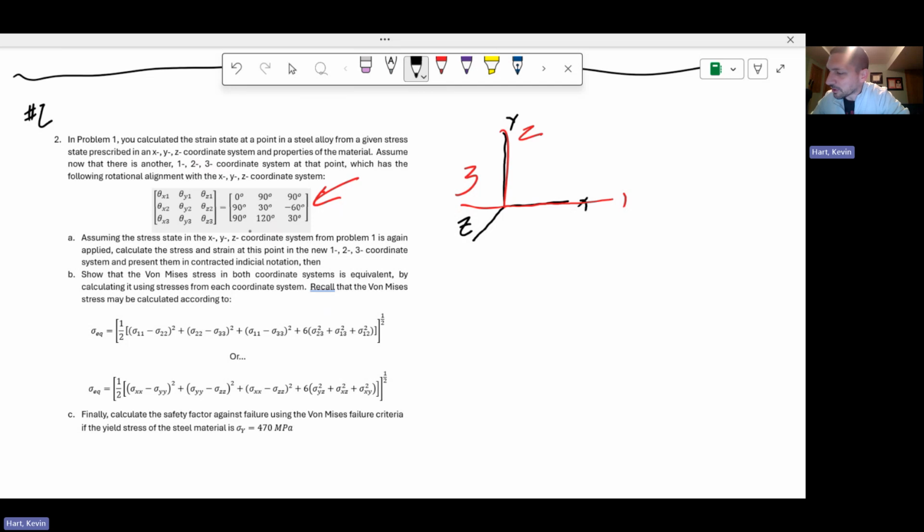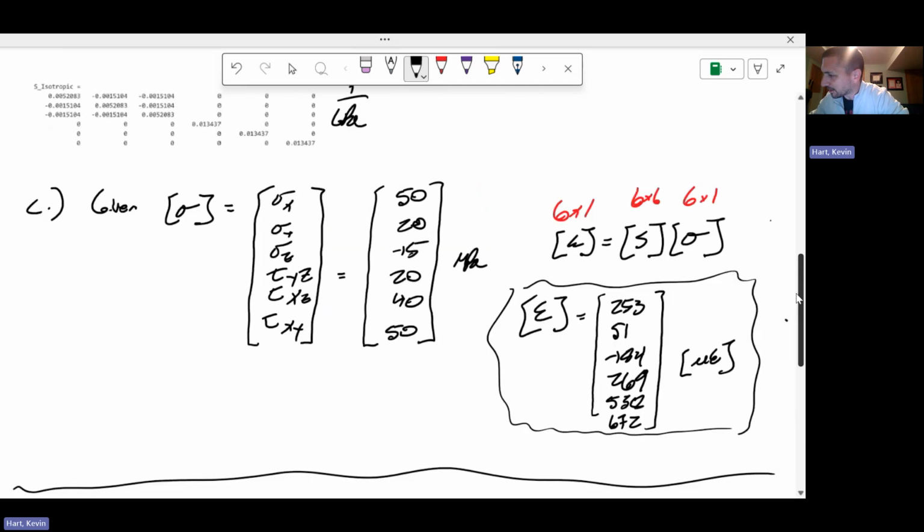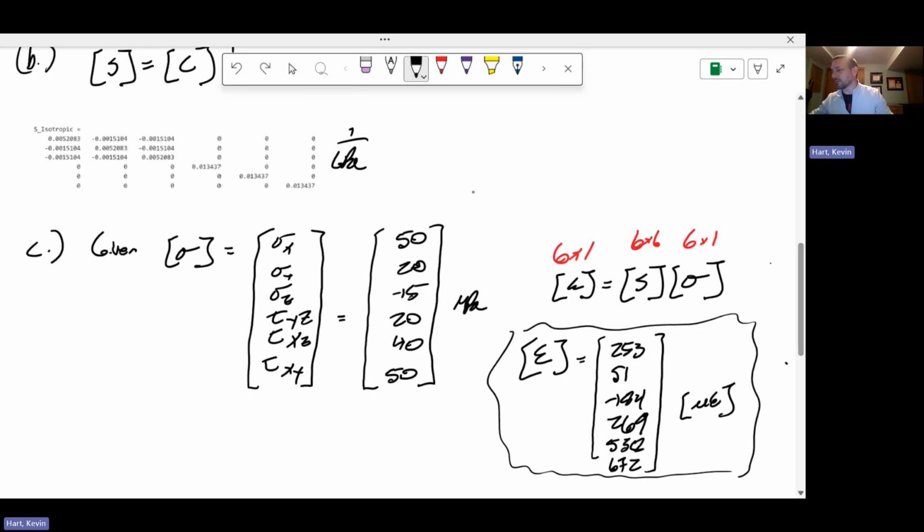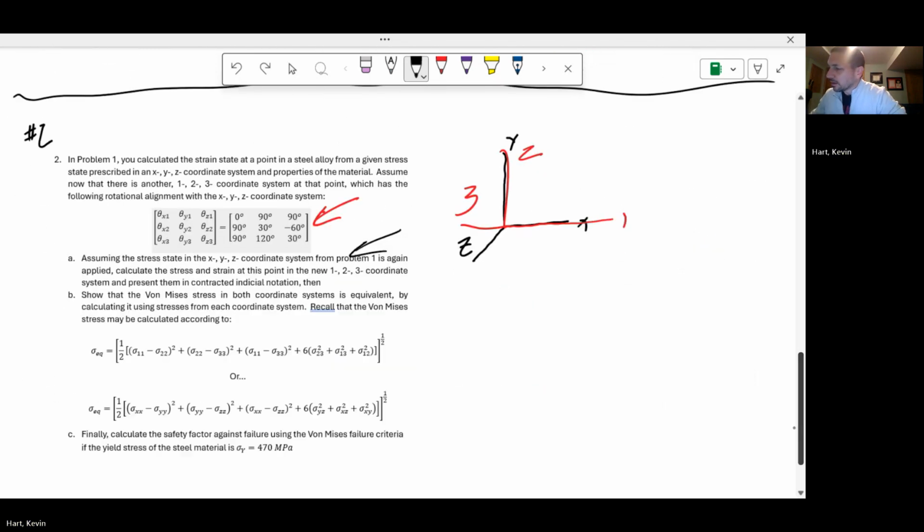So what we're asked to do, assuming the stress state from problem one is again applied, so we have the same stress state, which is this stress state here. This is again going to be applied in problem two. We want to calculate stress and strain at this point in the new 1, 2, 3 coordinate system. So taking information that we have in the XYZ coordinate system and transforming it into a different coordinate system, the 1, 2, 3 coordinate system.